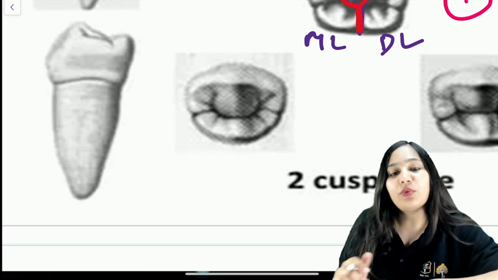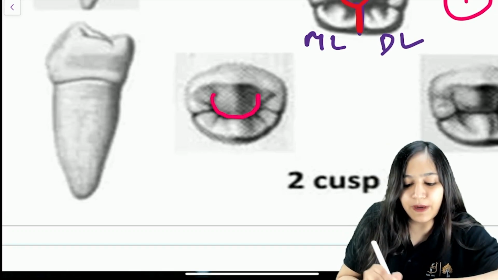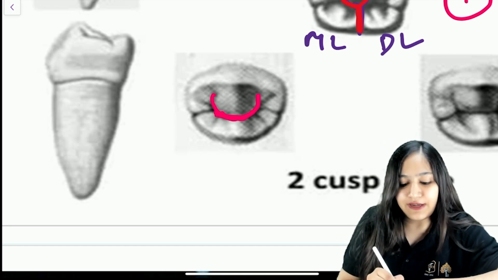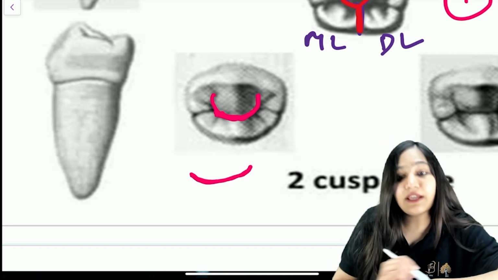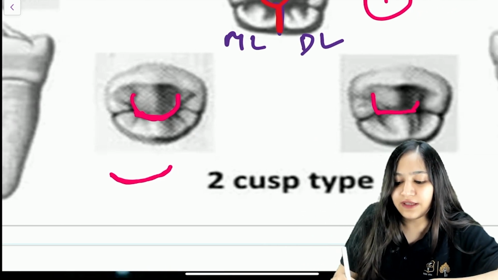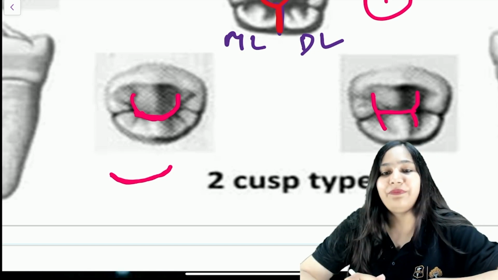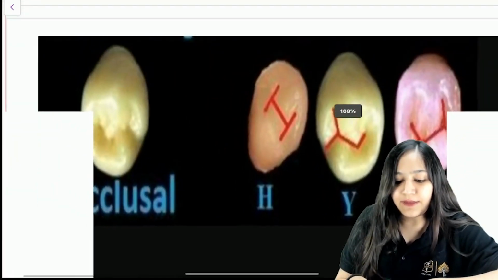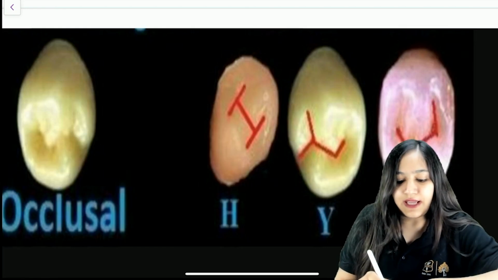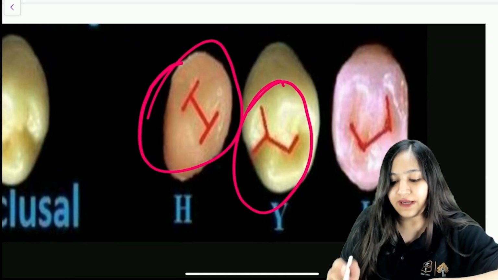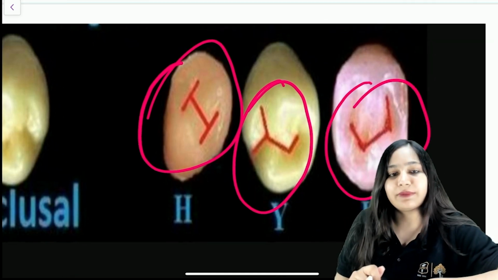Now coming to 2-cusp pattern. Here you can easily appreciate U pattern. Central groove is in the form of crescent shape. This is the central groove. It will be crescent shaped. And in another one we can see the central groove is extending buccally as well as lingually. So it is H pattern. So in this diagram we can easily appreciate H pattern for 2-cusp, Y pattern for 3-cusp and again U pattern for 2-cusp.